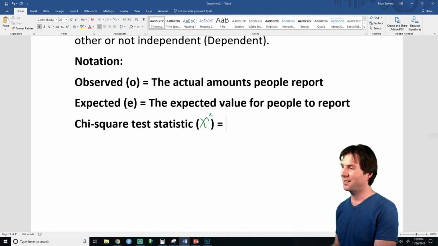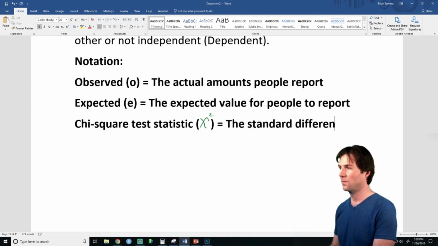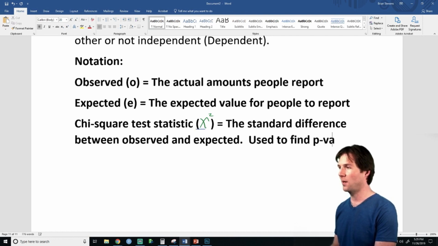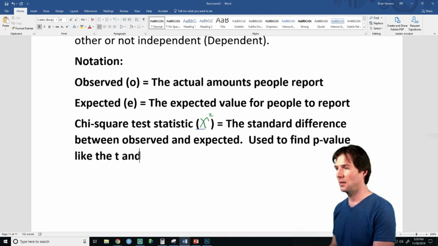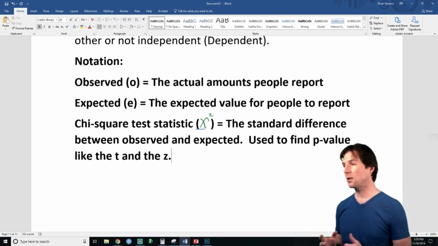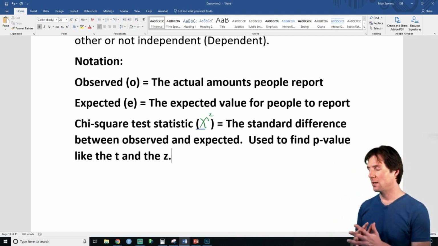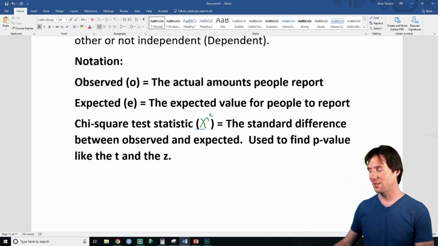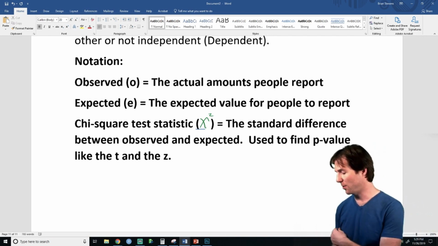So basically, the standardized difference between observed and expecteds. We're going to square it. We'll look at that in a second. It's used to find a p-value, like the T and the Z. So it's very similar mechanically what we're going to do with it, and luckily for us the test only goes one way. So it only goes to the right. There's going to be a lot of calculations here in a second. Let's write an example problem.